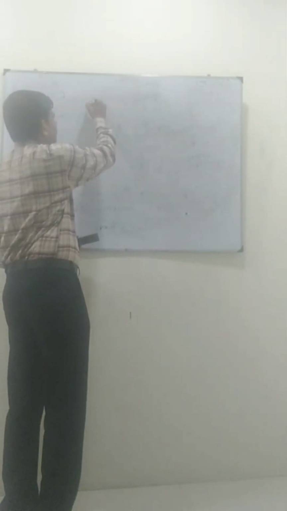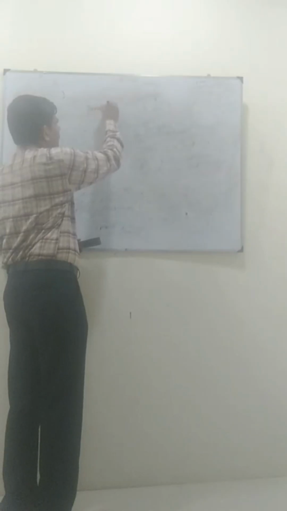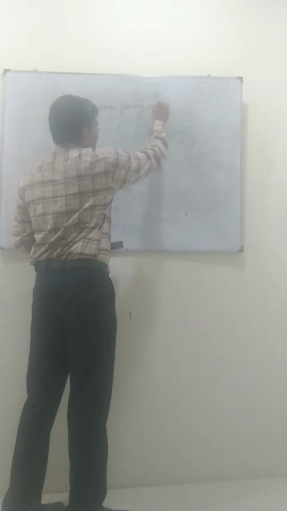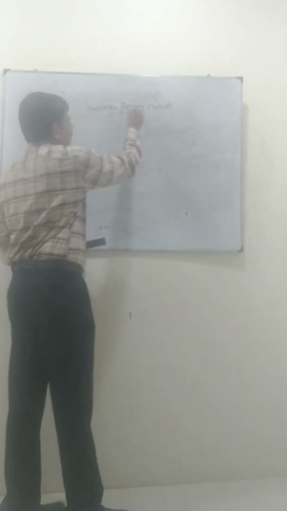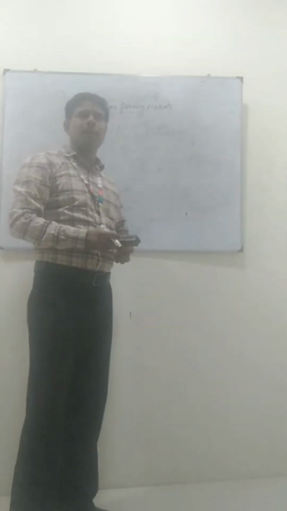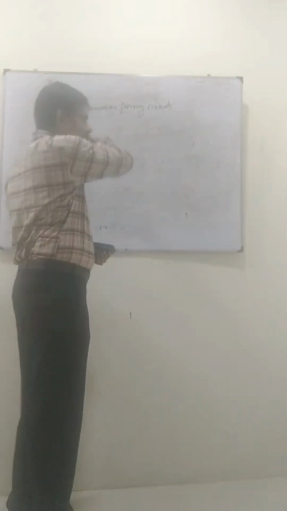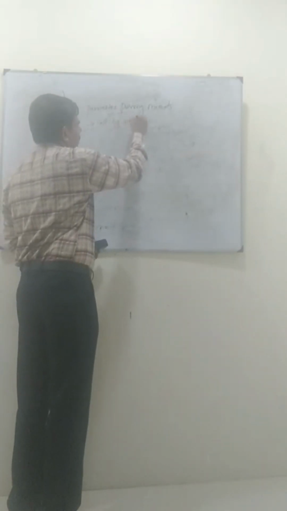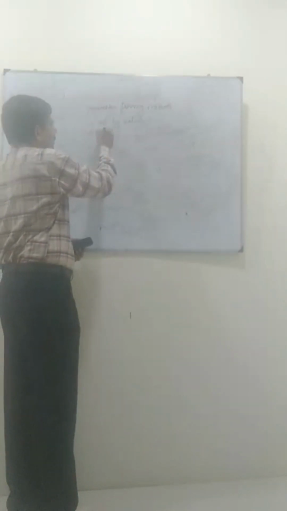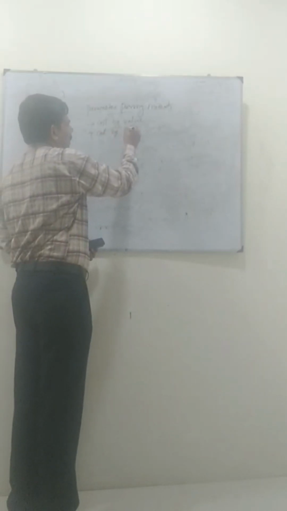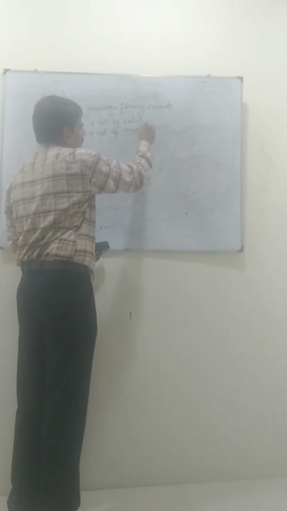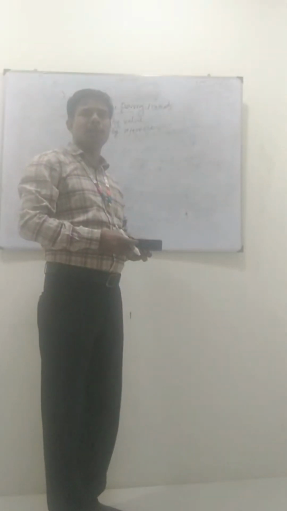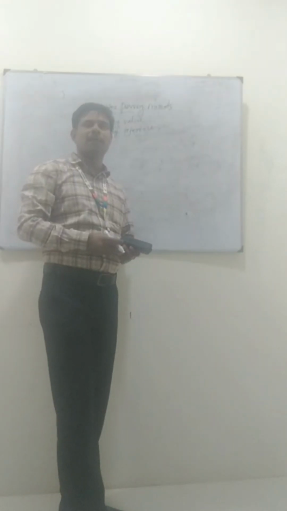Now we are going to discuss parameter passing methods. There are two types of parameter passing methods. The first one is call by value, and the second one is call by reference.